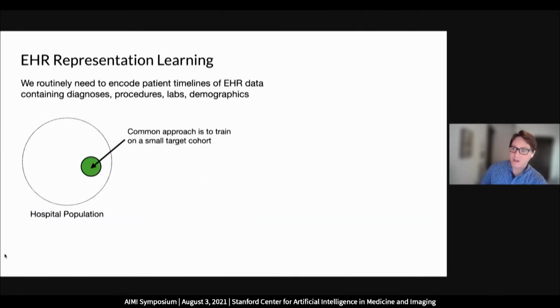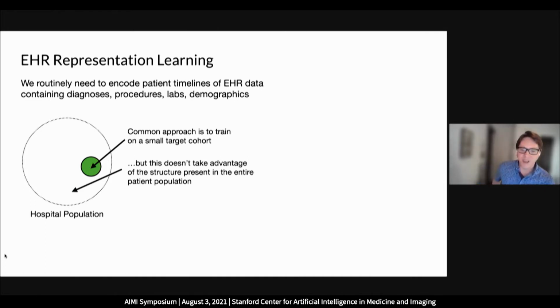And so finally, another big area of importance is EHR representation learning, where we commonly want to learn a featurization of things like structured medical codes, demographics, and labs. This is commonly done by looking at a particular target cohort and then training a model, count-based or deep learning, on that small cohort. Well, this, in fact, loses a lot of advantages because it doesn't capture the structure of an entire patient population. And that's particularly important in low data settings.